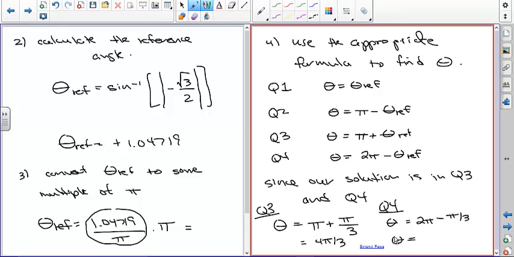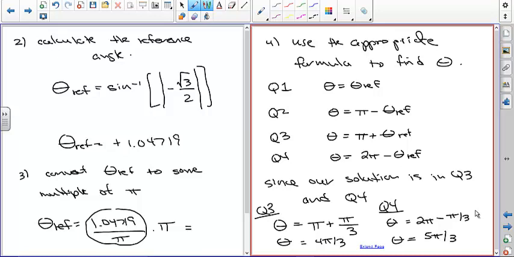So my second solution is going to be 6 pi over 3 minus 1 pi over 3, which is 5 pi over 3. So I'm converting this to a fraction with a decimal. So this is 3/3 pi plus 1/3 pi is 4/3 pi. This is 6/3 pi minus 1/3 pi is 5/3 pi. So those are my solutions, and that's the way you do it.